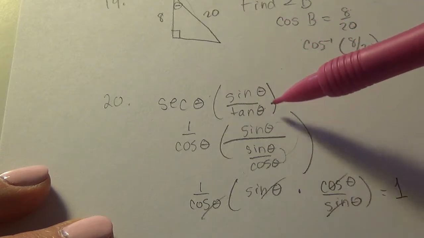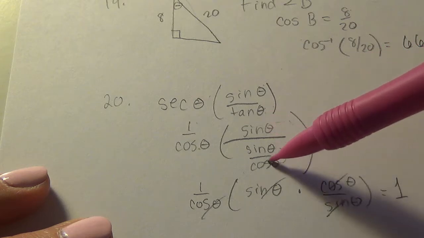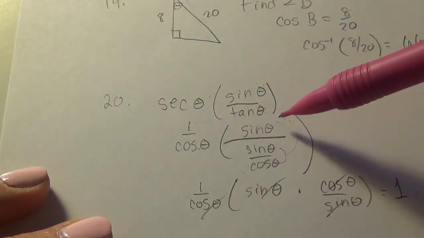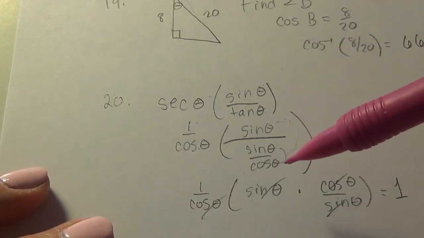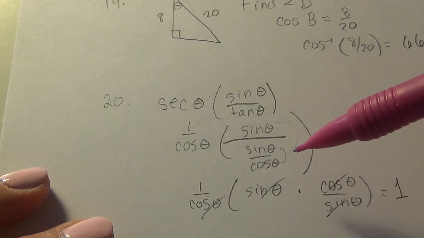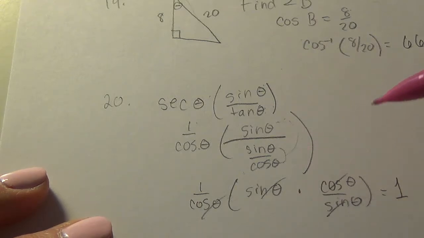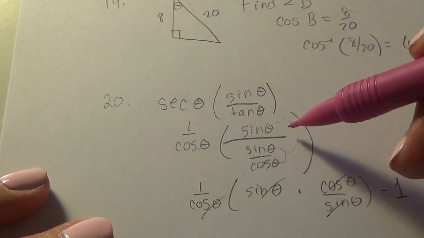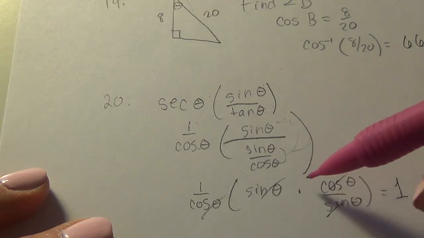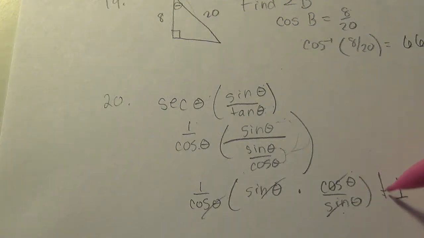Secant, sine over tangent. Secant is 1 over cosine. Sine over tangent. Flip it and multiply. I get sine. Oh, I see. No, I don't see. So they got A. No, I am looking at the right answer key. They did not get that. All right. Does anyone see a discrepancy here? When I flip this, sine and cosine cancel. All right, I'm going with it.